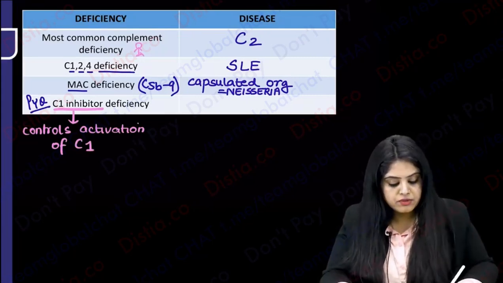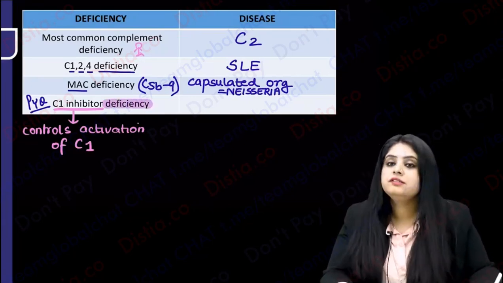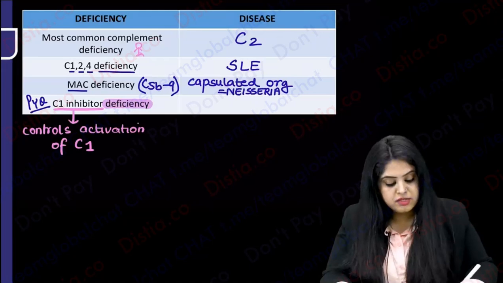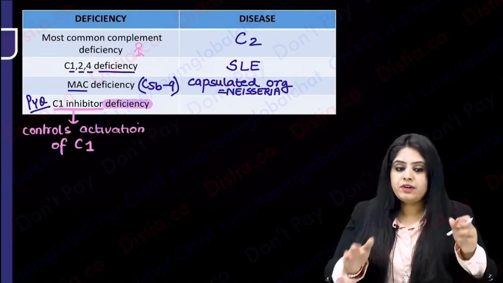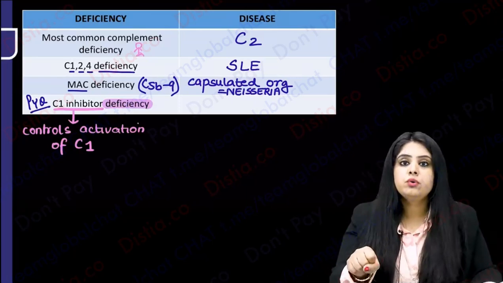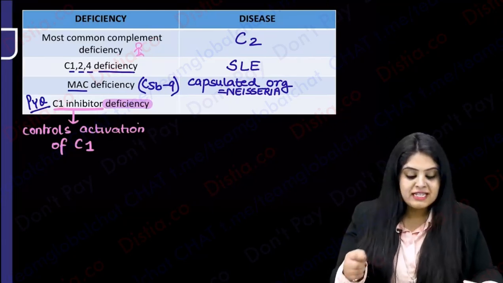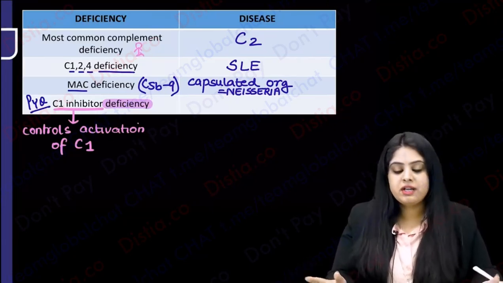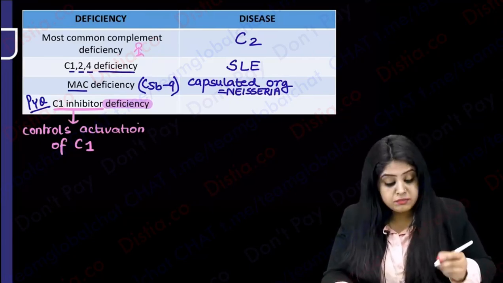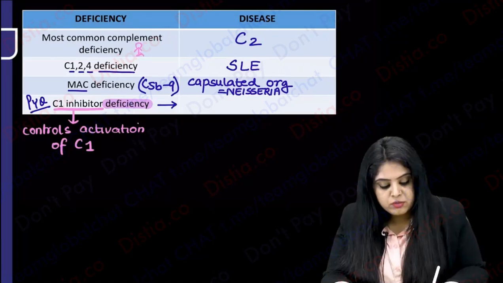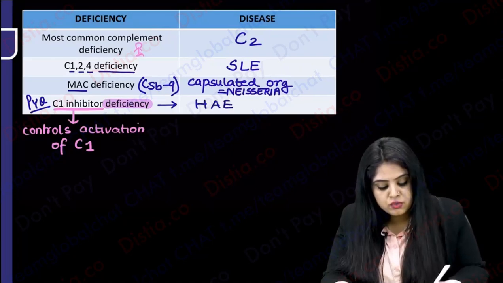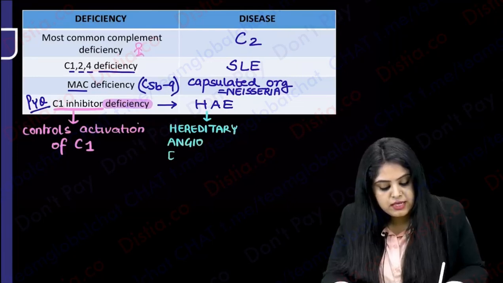But now I'm talking about a disease when this controller is lost. For example, if you are trying to get distracted, I am the one who's going to control you. But if I go away, or if you switch off this app right now and send me off, then there's no control. Then you will be doing whatever you want. So if the controller is lost, big time problem. And that is going to be hereditary angioedema. That's the name of the disease that you all have to learn. It results in hereditary angioedema.